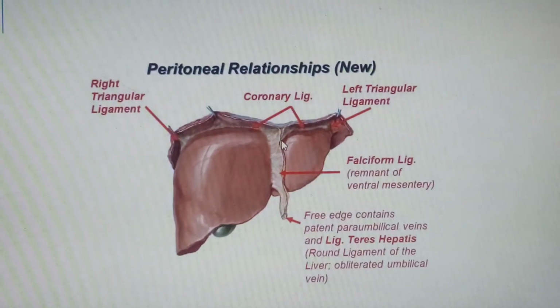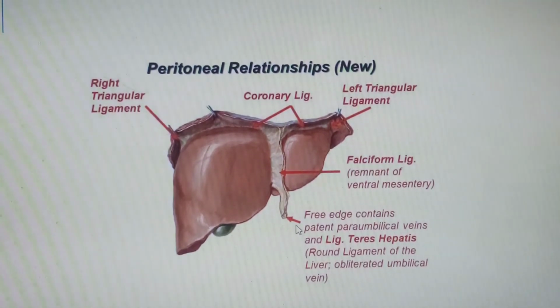Yes, so this is actually the ligamentum teres. There's the right lobe of the liver, there's the left lobe of the liver, and there's the falciform ligament. At the lower free margin of this falciform ligament, we see this round ligament also coming out, and this is the ligamentum teres hepatis, the round ligament of the liver.